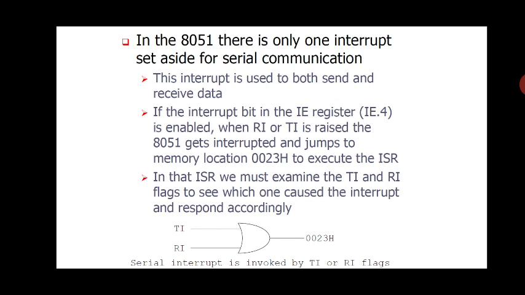Now in 8051, there is only one interrupt vector, as I told previously. If the interrupt bit in the IE register, that is the fifth bit, is enabled, when RI or TI is raised, the 8051 gets interrupted and jumps to the memory location 0023H. Means the service routine memory address for the serial communication is location 0023H, for either the transmit or the receive operation.